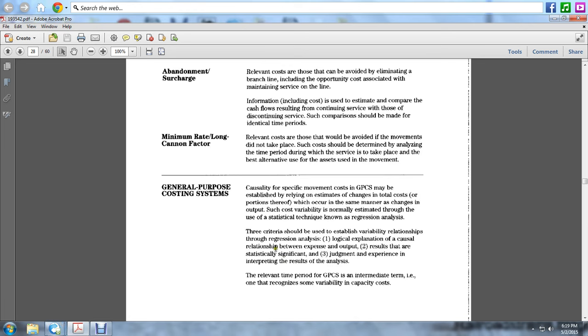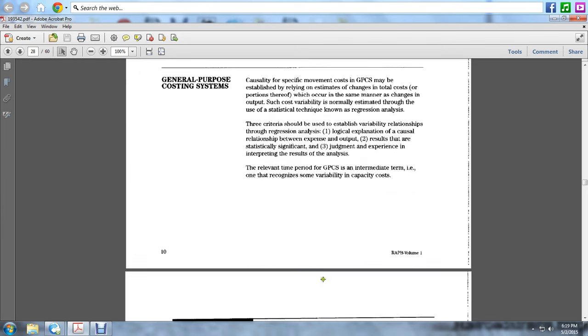Three critical criteria should be used to establish variability relationships through regression analysis. One, a logical explanation, a causal relationship between expenses and outputs. Two, results that are statistically significant. Three, judgment, assessment, and experience in interpreting the results of the analysis. The relevant time period of the general purpose costing system is intermediate, i.e., one recognizing variability of capital costs.